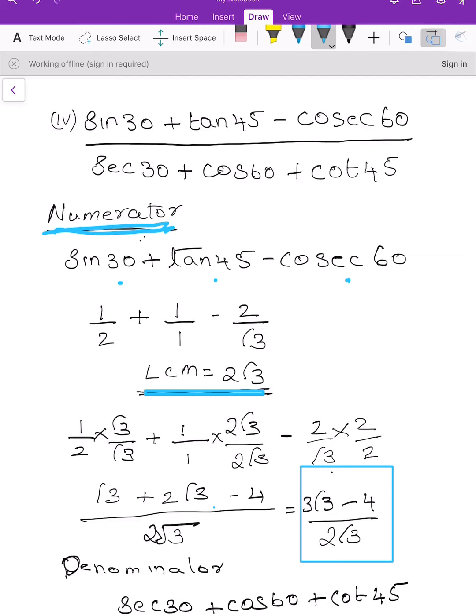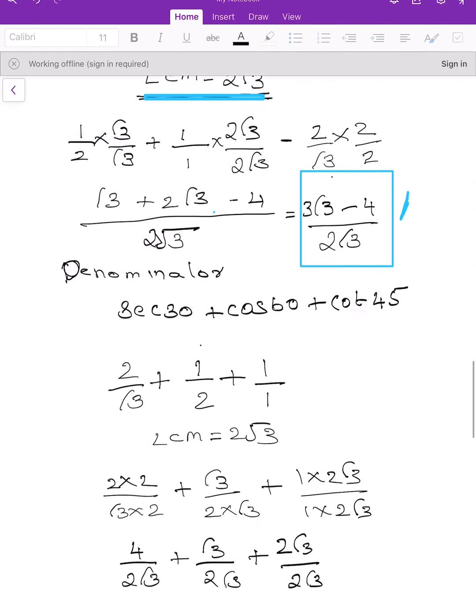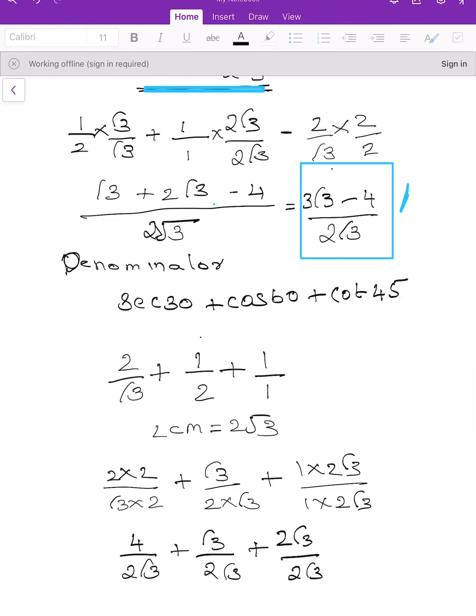This is the same as addition of fractions which we did in lower classes. Because it is with the root, I am explaining it again, so it will be helpful. My numerator is 3 root 3 minus 4 by 2 root 3. Now I am taking the denominator and trying to solve it. The denominator is secant 30 plus cos 60 plus cot 45.